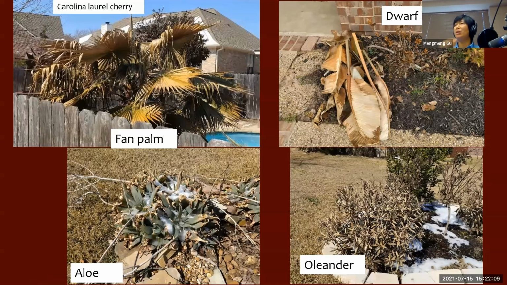I'm going to show another picture. What the homeowner did here was very innovative, though I don't know how effective it was. He wrapped Christmas lights around the growing tip here. I don't know whether that's effective or simply because the damage wasn't too bad. So this one actually survived, but the Carolina laurel cherry did not survive.